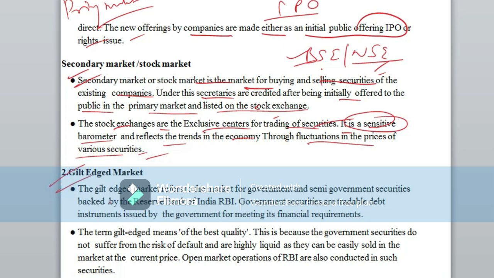Now, what is the gilt-edged security market? The gilt-edged market refers to the market of government and semi-government securities backed by the Reserve Bank of India. Government securities are tradable debt instruments issued by the government for meeting its financial requirements.